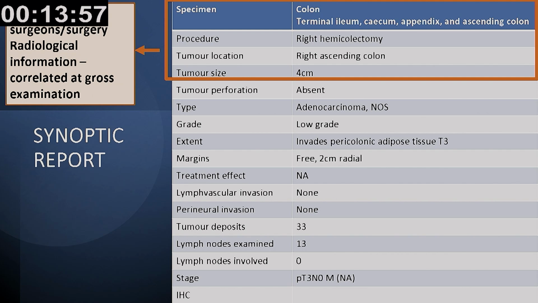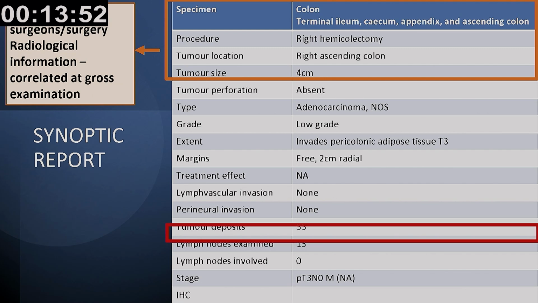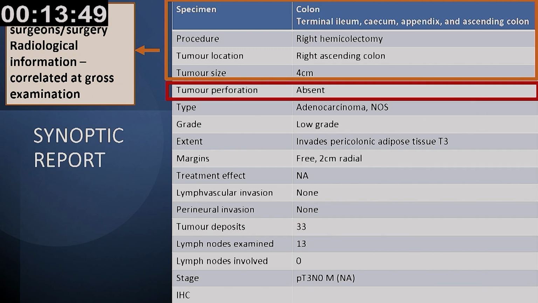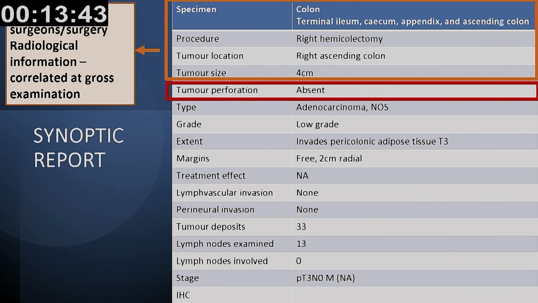So in the procedure, we need to include the tumor site, then the tumor size, and most important is if there is tumor perforation. So if there is tumor perforation, it has a tremendous effect. So what is perforation? Perforation is a gross defect on the tumor, which communicates the internal tumor to the exterior. So if there is tumor perforation, it is T4.